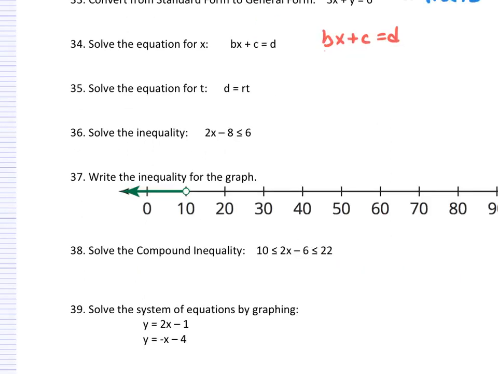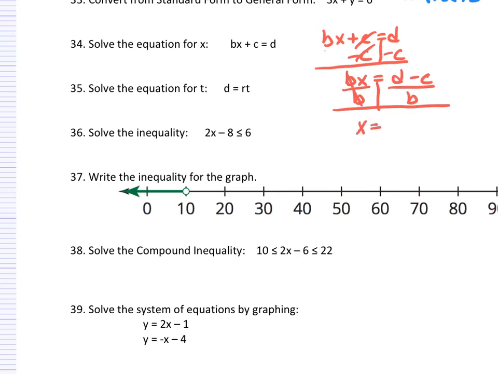For number 34, solve the equation for x. So I'm going to do upside down t's and solve this. Now, there's a b and a c on the same side. I have to get rid of the c first because it's being added, and the opposite of adding c is subtracting c. So I get bx equals d minus c. And finally, to get the x by itself, the opposite of multiplying by b is dividing by b. So I get x equals d minus c all divided by b.